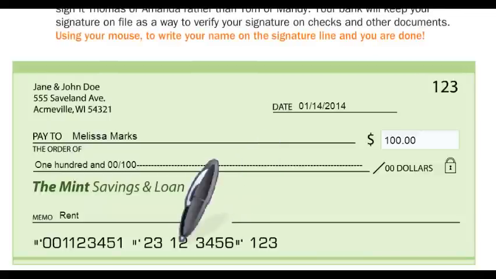The signature line is the line in the lower right corner of the check, and this is where you write, not print, your name. It must be in cursive.